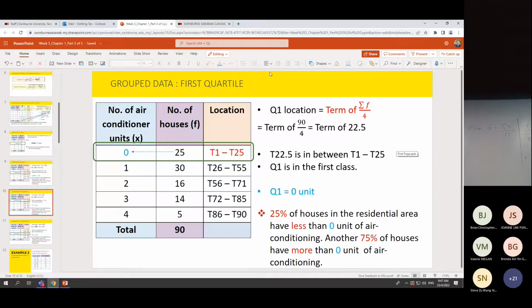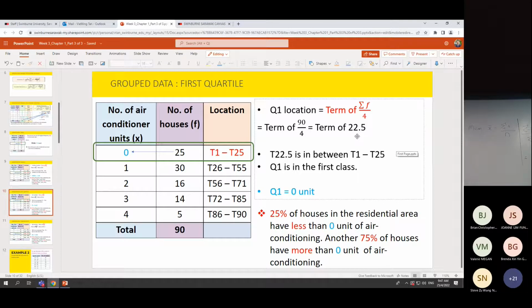Next, we simplify this equation for the term. Total F in this case is 90. So substitute 90 for total F. 90 divided by 4 gives 22.5. Term 22.5 is the location of Q1. So far, okay?